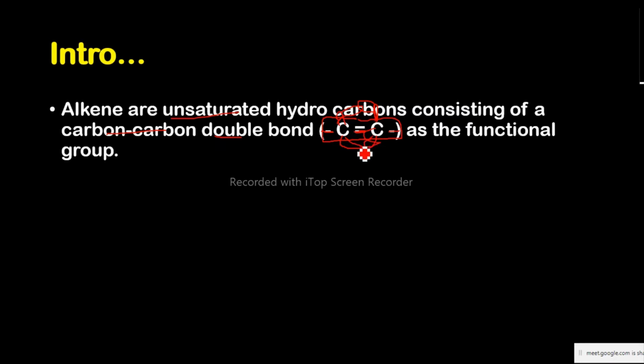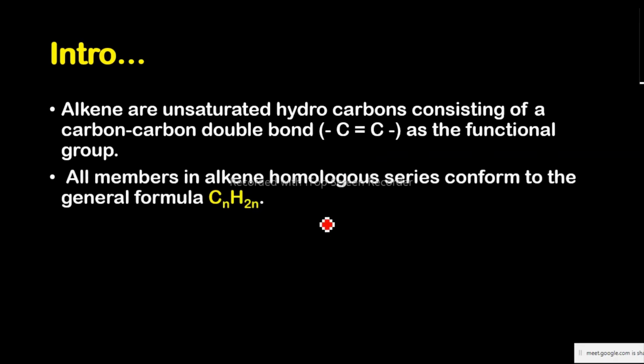Now the electrons that occupy this pi bond, we call them the pi electrons. And because of the pi electrons present in alkenes, they are so much more reactive than alkanes towards electrophilic addition reactions, as we are going to see. Is that okay? Yes. Now, all of them conform to this general formula, where n is the number of carbon atoms.